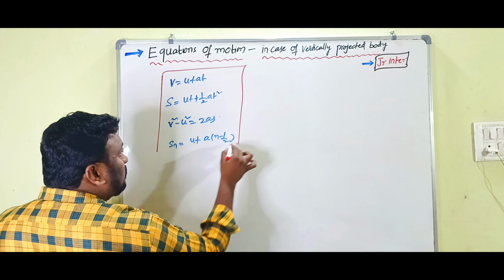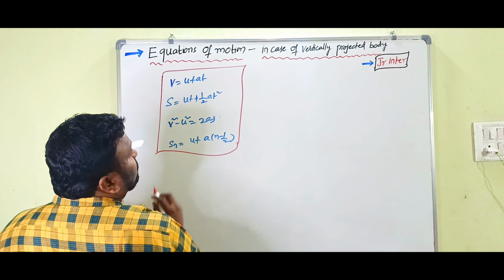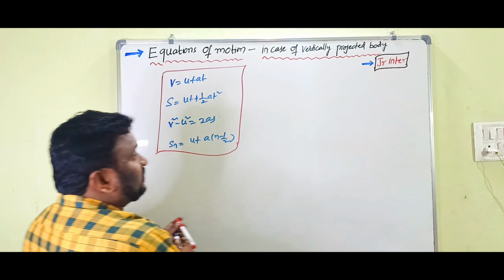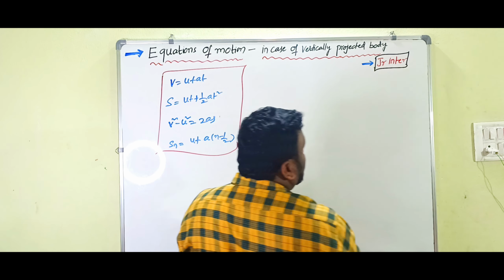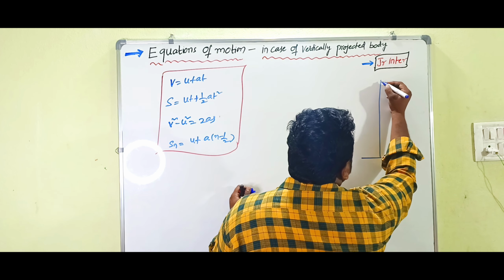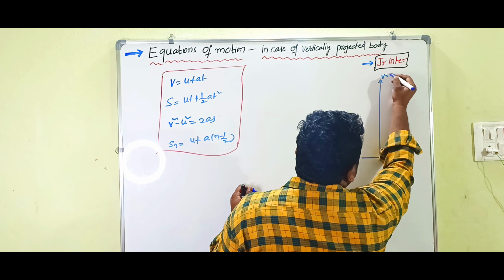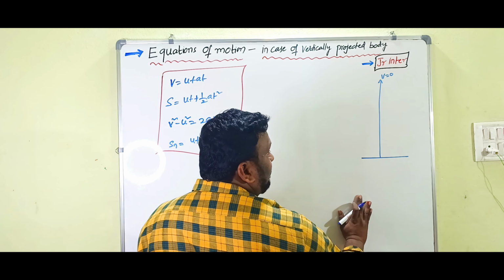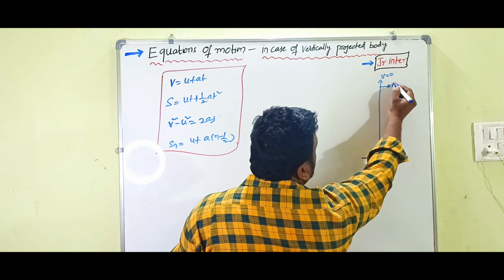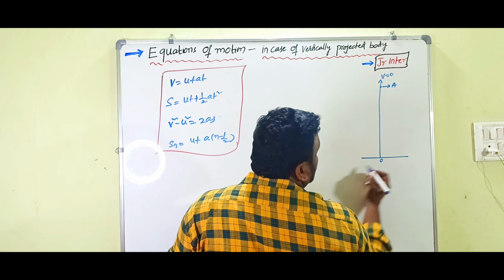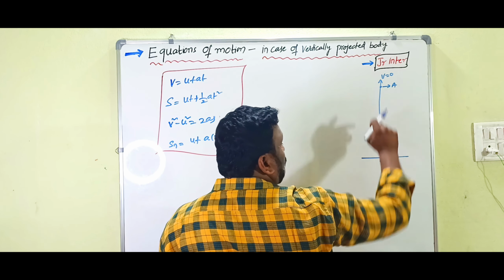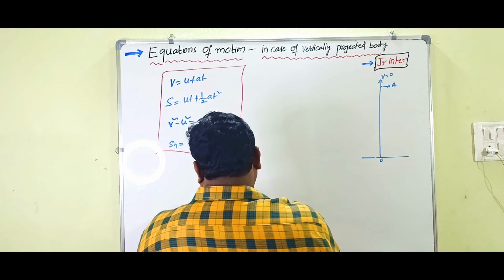How are these going to be changed in the case of a vertically projected body, children? Just now I told you that we are going to write the equations of motion before reaching the final point. For example, at this point I am saying some a and some o, clear? While it is moving from o to a, we are writing the equations of motion.